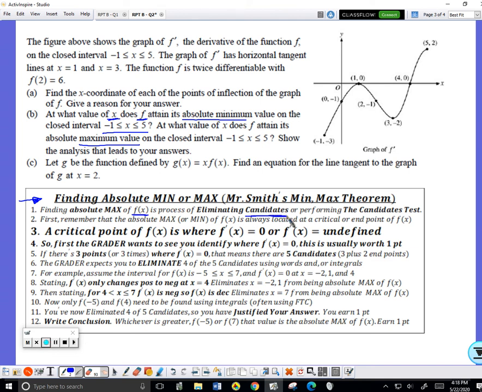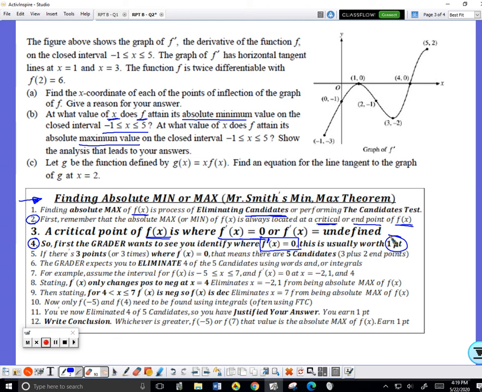So the first thing here, it's always located at a critical or end point of f. Critical point of f is where f prime is equal to 0 or undefined. So the grader's first thing, he wants to see me identify where f prime is equal to 0. That's usually worth 1 point for doing that. So I'm going to do that.